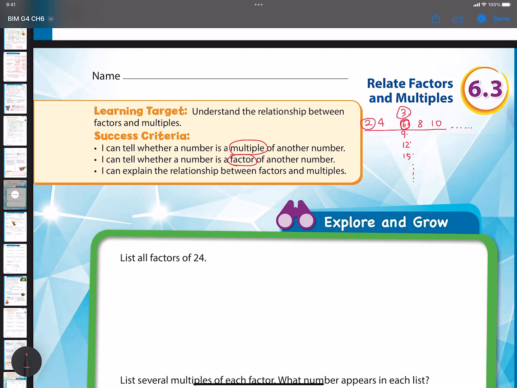So factors are two numbers that, when you multiply them together, you get the given number. And the multiples of a number are what? Yes, you need to skip count by the number. Okay, skip count by 2's, skip count by 3's or 4's, 5's. And now, next criteria is what? I can explain the relationship between factors and multiples. Okay, they're related but not exactly the same. So we are going to take a look at that together.